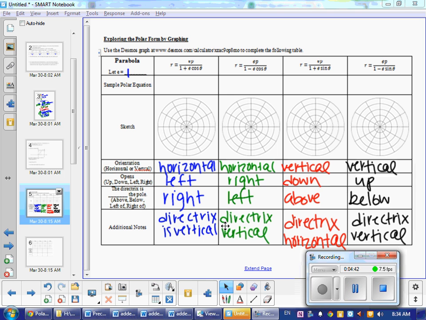Good. So that's the last part. But what about this line right here? What controls? It's the opposite of how it opens. And notice that this does match the sign. Plus cosine is right. Minus cosine is left. So the directrix does match the equation, and the opening is opposite.